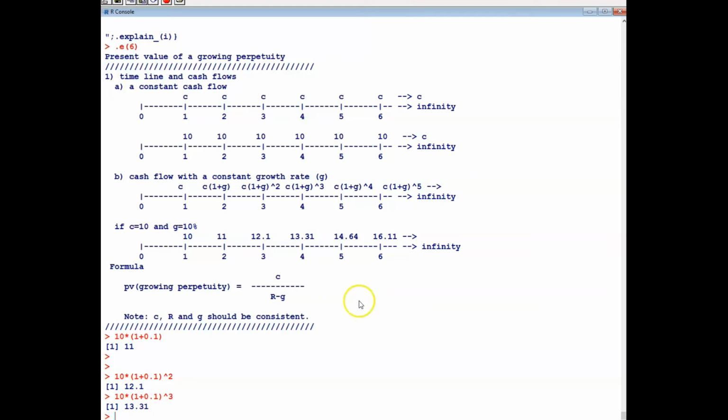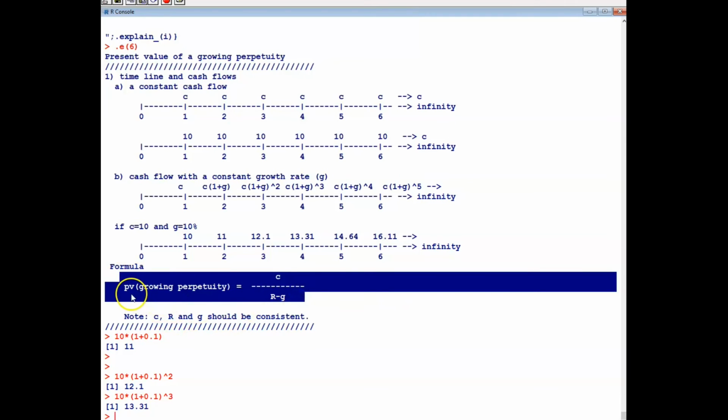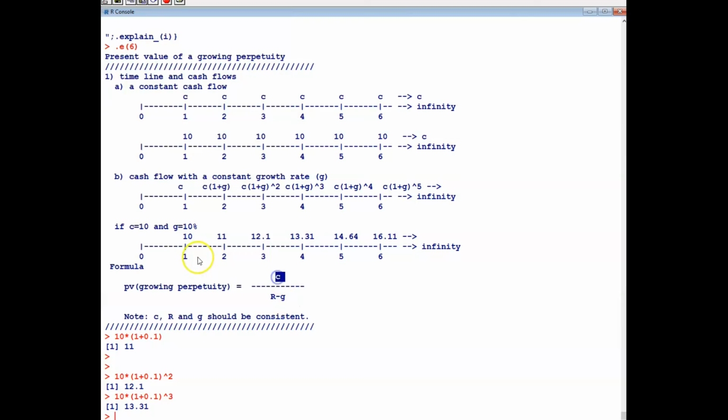I'm not going to derive the present value of growing perpetuity here, and after you finish watching this video, I have a challenging task for you: derive it. This is the formula: the present value of a growing perpetuity equals C over R minus growth rate. C is the first cash flow. Again, C is not constant, cash flows are not constant. C is the first cash flow; you can use C1. R minus G. Again, C, R, G should be consistent. So if C is annual cash flow, R must be the annual discount rate, and G must be the annual growth rate. C, R, G should have the same frequency.